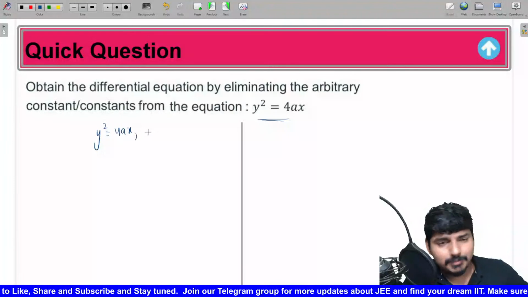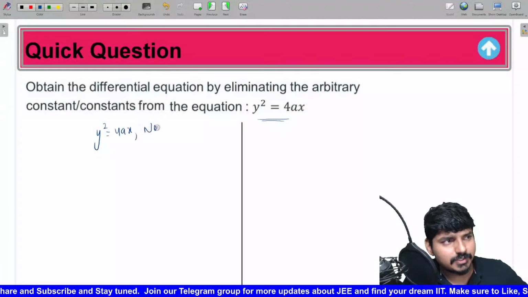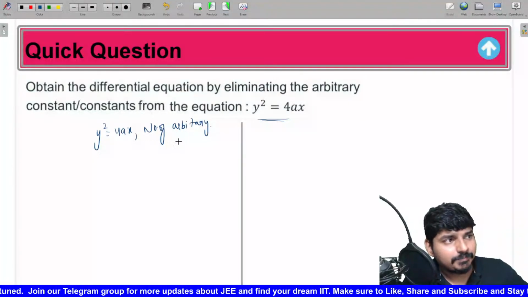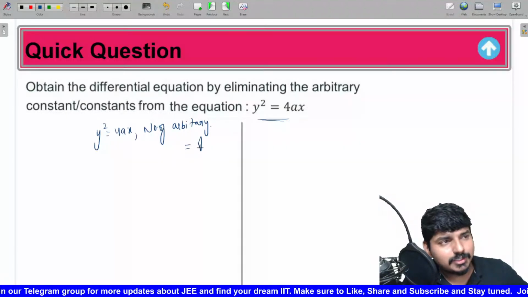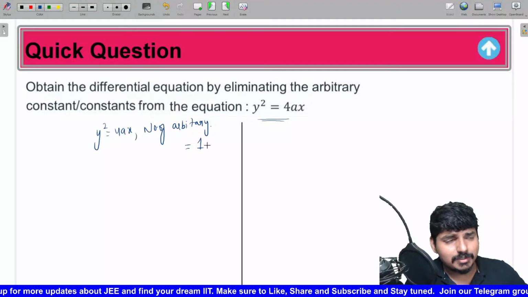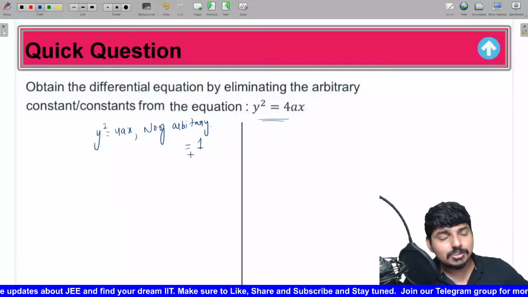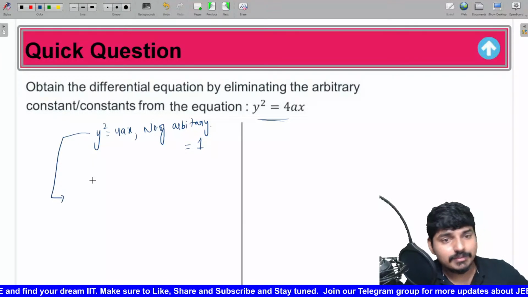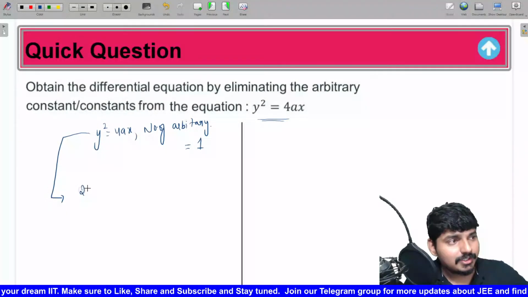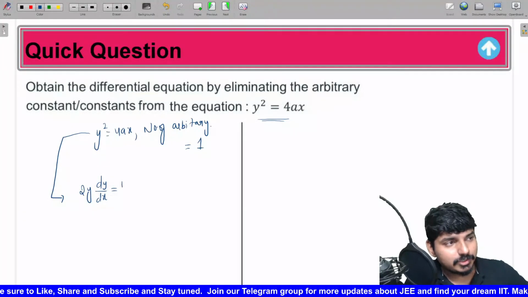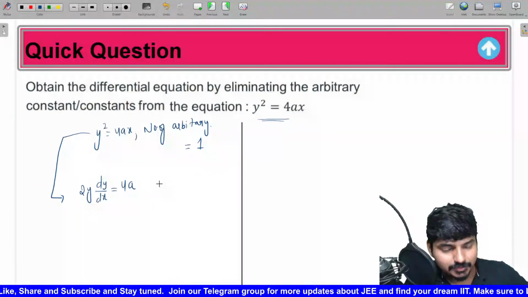How many arbitrary constants are there in this equation, everyone? Can you tell me the number of arbitrary constants in this particular equation? I can say it is only going to be one. Only a is there, no? So the number of arbitrary constants is only one. So how many times are you going to differentiate this equation? Only one time. If you differentiate, you get 2y dy by dx equal to 4a, everyone.